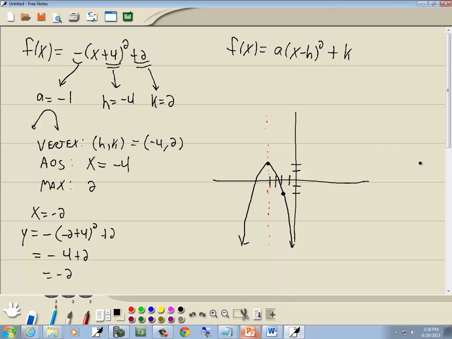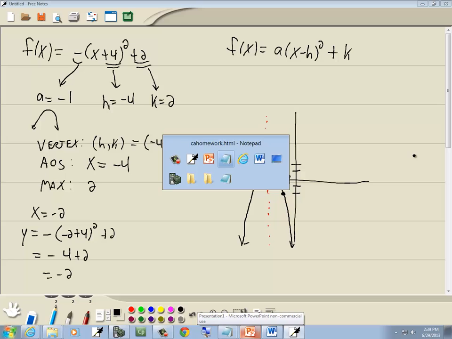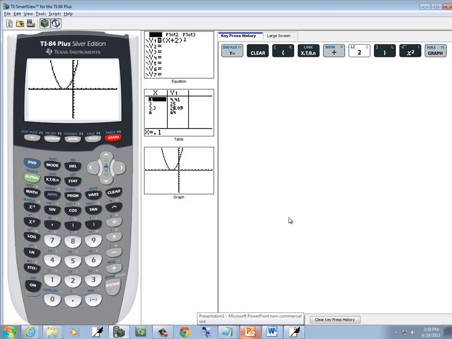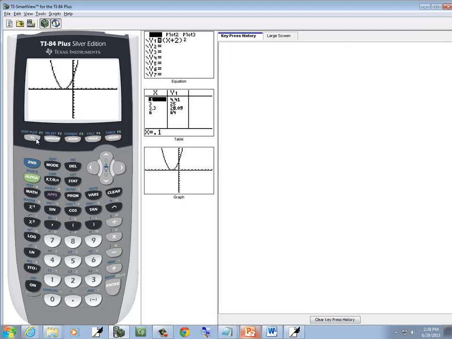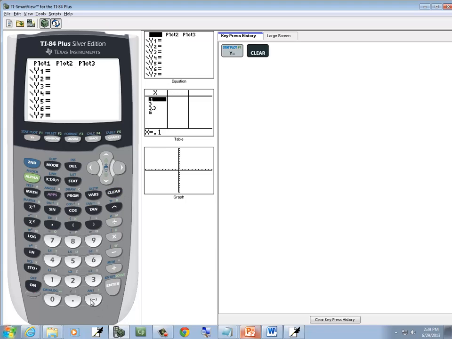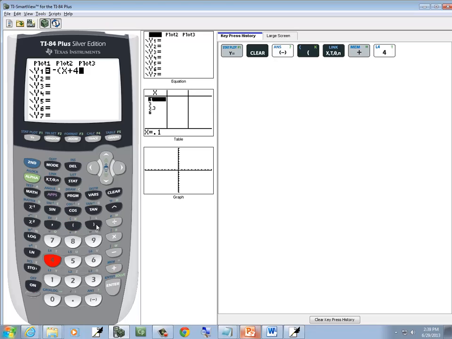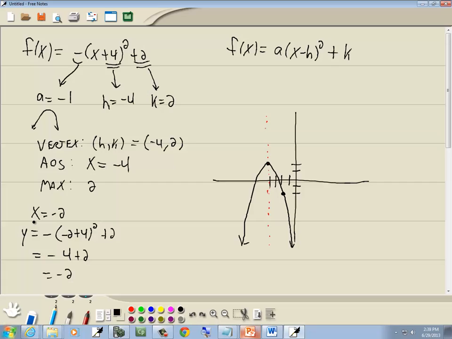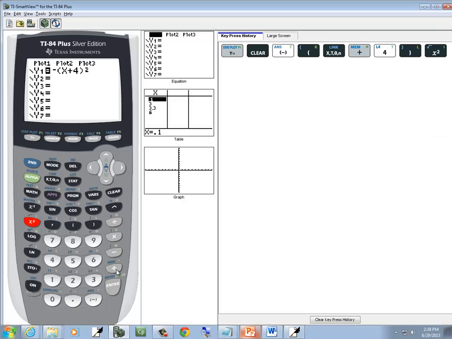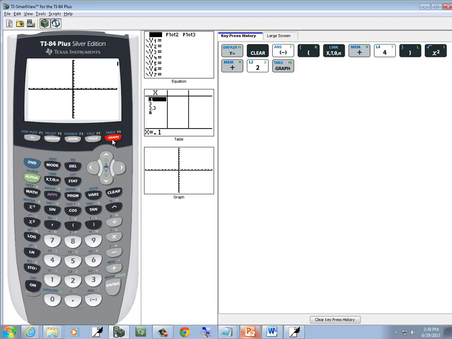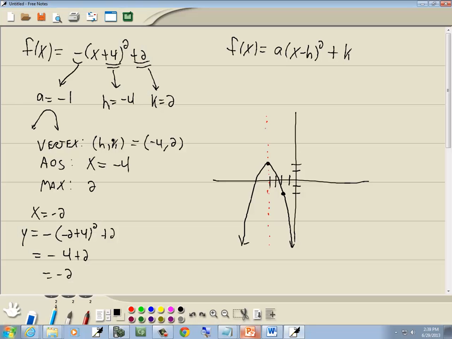Now, for purposes of the homework and for my tests, you can do the graphing on the graphing calculator. So press y equals, press clear, put in negative, beginning parentheses, x plus 4, closing parentheses, then x squared, and then plus 2. And then graph. And you'll get a much better graph there than you would trying to do it by hand. Anyway, those are our answers.